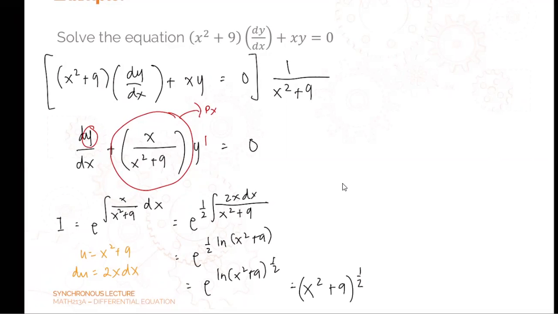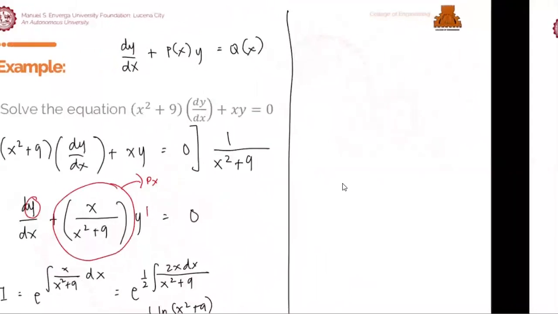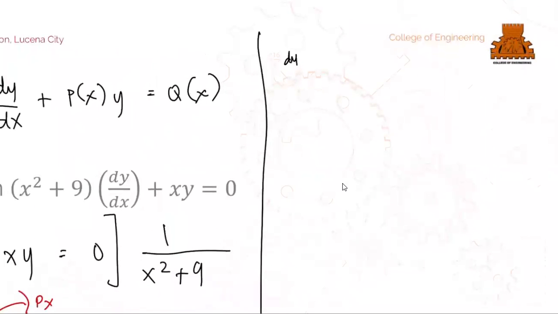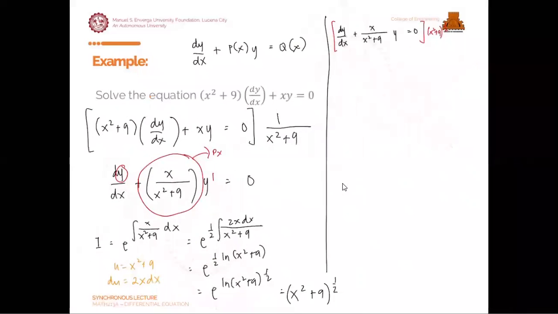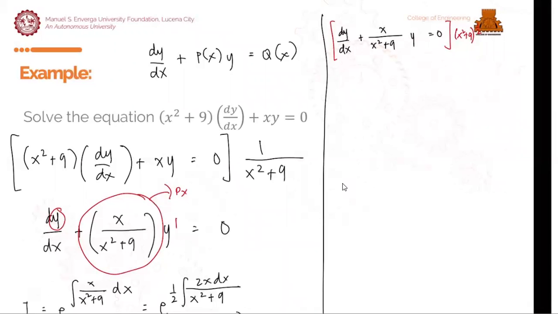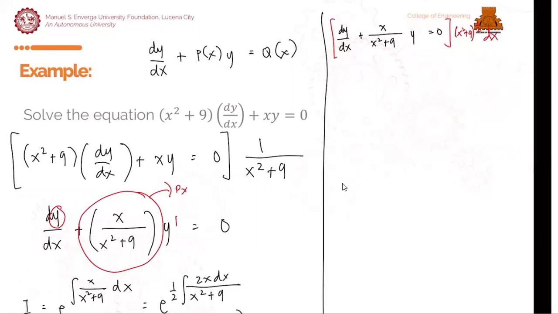Okay? So yun yung multiply natin sa linear equation natin. Okay? So ito yung linear equation natin. We have dy over dx plus x over x squared plus 9 y is equals to 0. Multiply natin ng x squared plus 9 raised to 1 half. Okay? So multiply din natin ng dx. So we have x squared plus 9 raised to 1 half dy plus x squared plus 9 negative 1 half y dx is equals to 0.